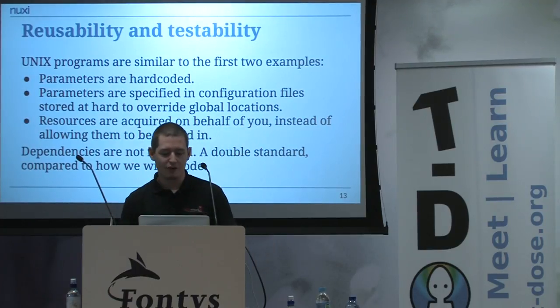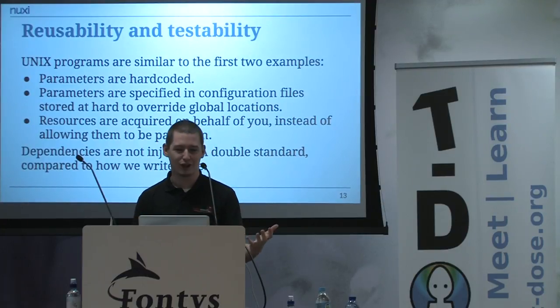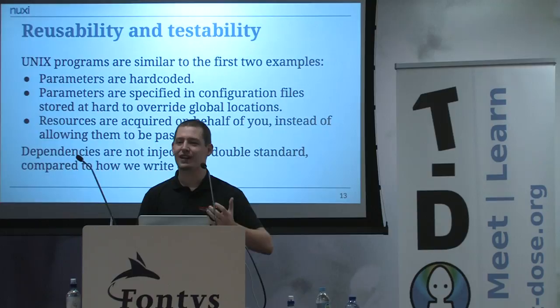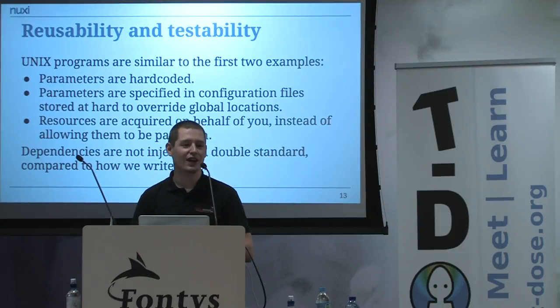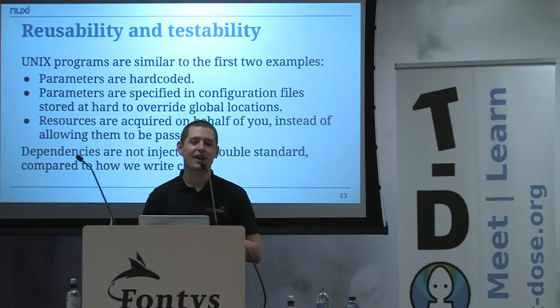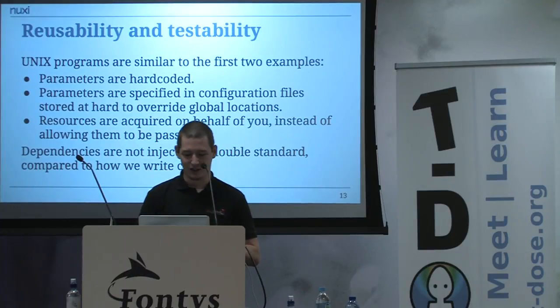Now, why am I talking about Java, not about Unix? In my opinion, Unix programs are similar to the first two pieces of Java code that I showed. Namely, it's either the case that they hard code their behavior or certain configuration attributes, and if they don't, they load it from configuration files that are stored on fixed locations on disk, and it's not always even possible to override the locations of those things. So you need systems like Docker, you need namespace virtualization just to run a program in the way you like. And that's really buggy in my opinion.